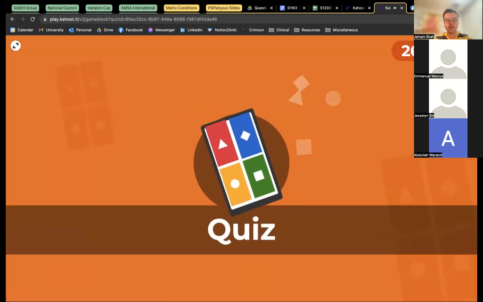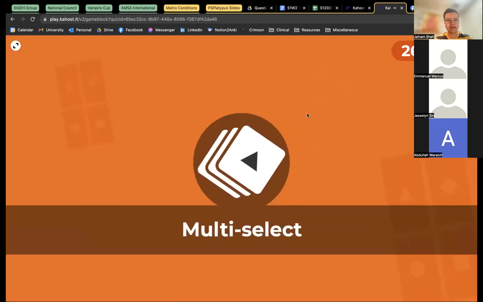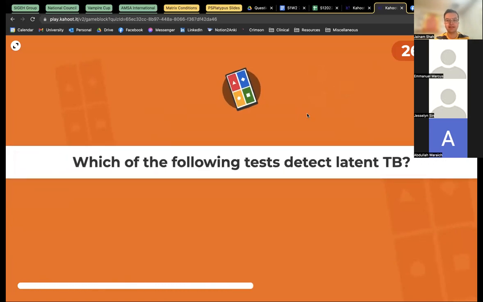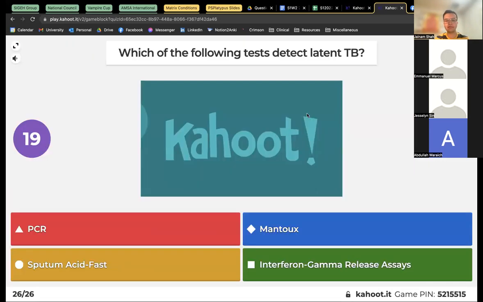All right, and final question, multi-select. Which of the following tests can help to detect latent TB? Is it PCR? Is it, I never know how to pronounce this, I think it's Mantoux or Manto, sputum acid fast, or interferon gamma release assays?